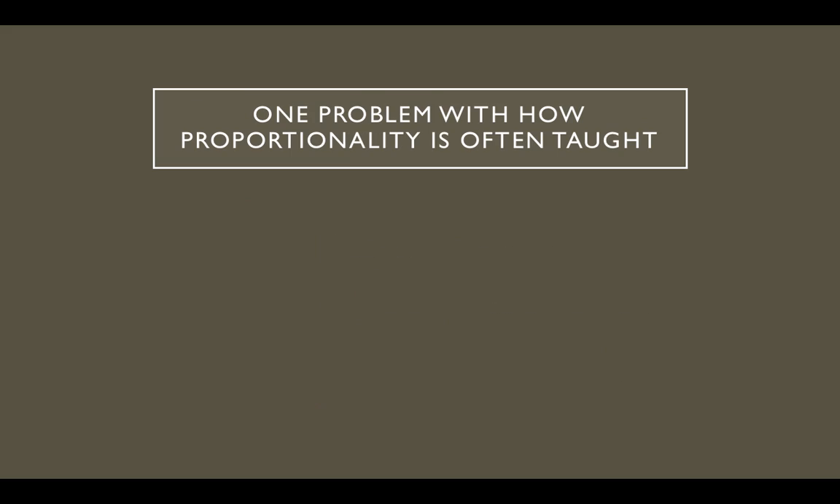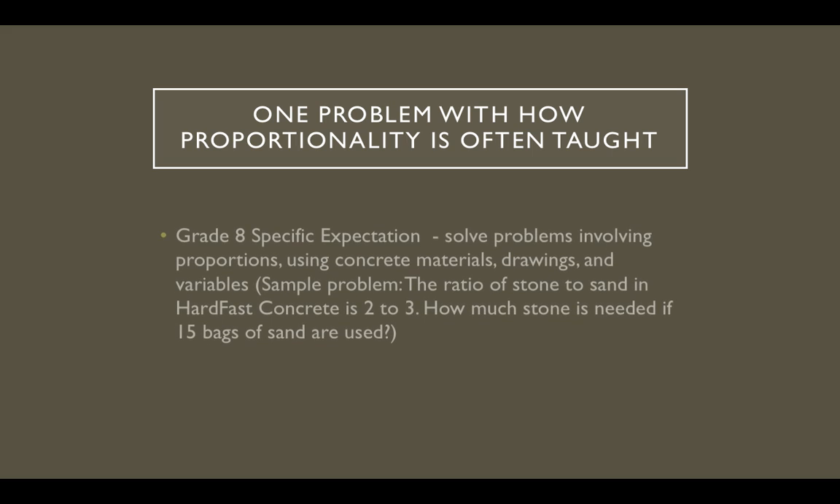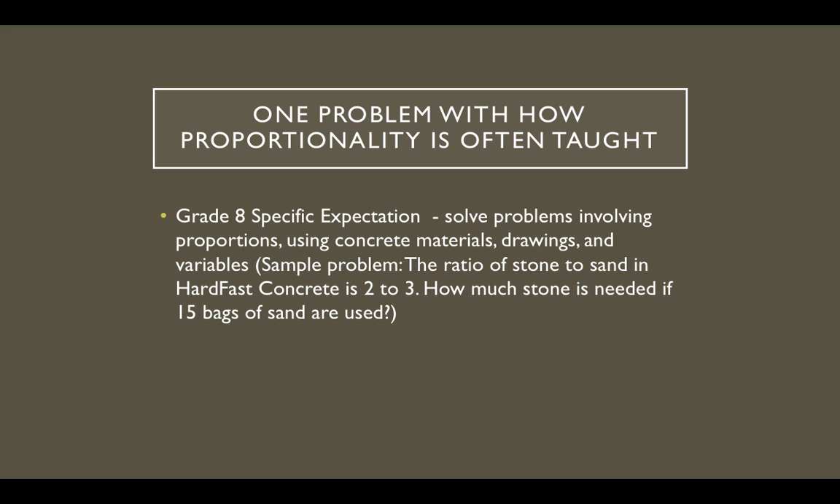The problem with proportional reasoning is that it's often taught in a way that's not effective. Let's just take a look at an example of a question. So here is a grade 8 specific expectation. Solve problems involving proportions using concrete materials, drawings, and variables. That's a great expectation. My problem is the sample that is given. The sample problem: the ratio of stone to sand in hard fast concrete is 2 to 3. How much stone is needed if 15 bags of sand are used?